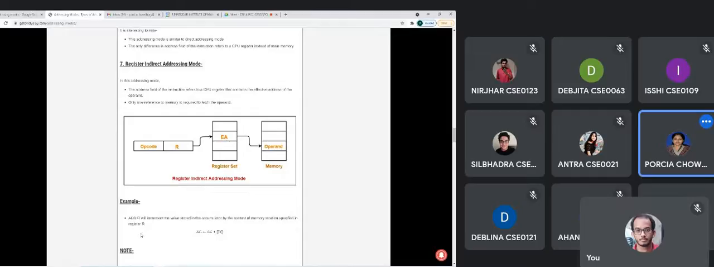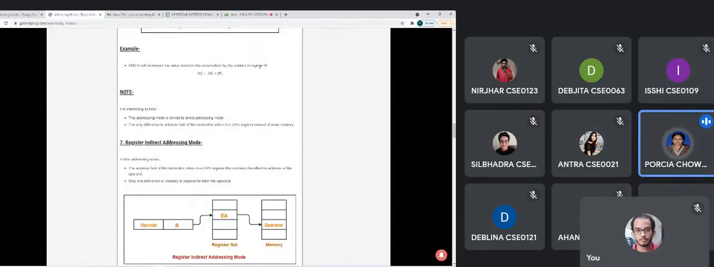Now the example. ADD R, again the same one, just the implication is different. In register direct mode, ADD R will increment the value stored in the accumulator by the content of register R. So whatever value you have in register R will be added with the value of the accumulator.